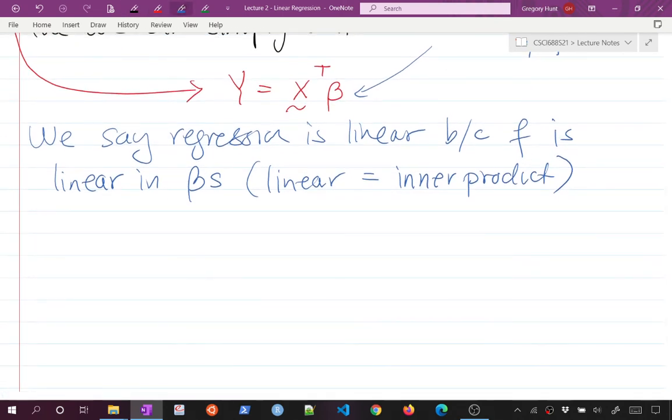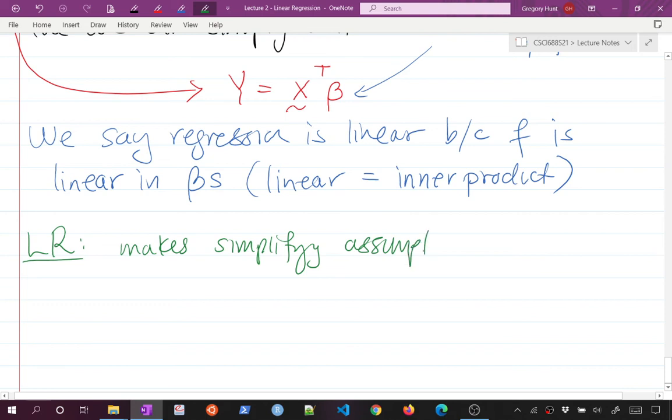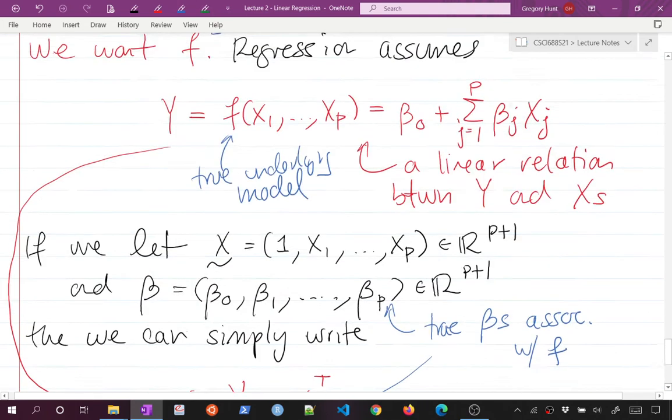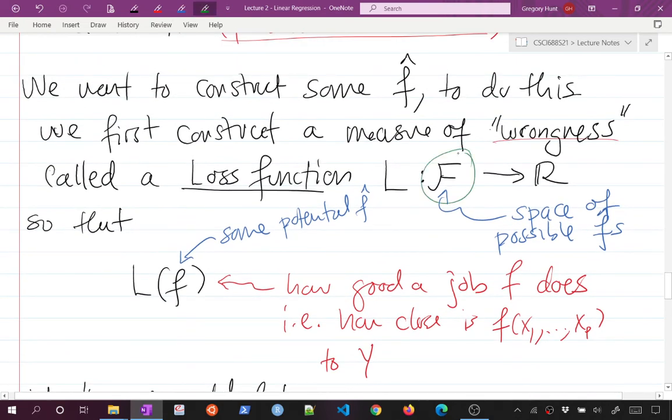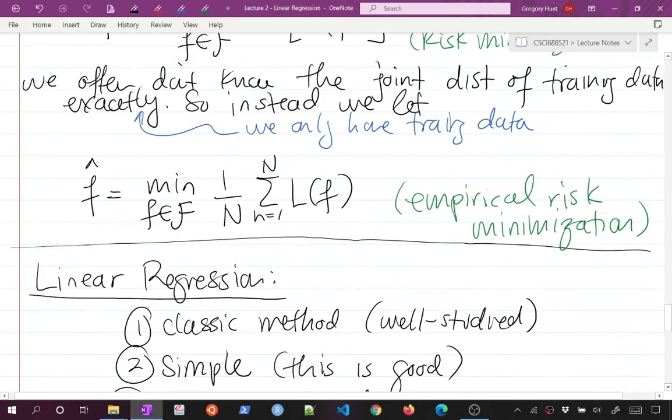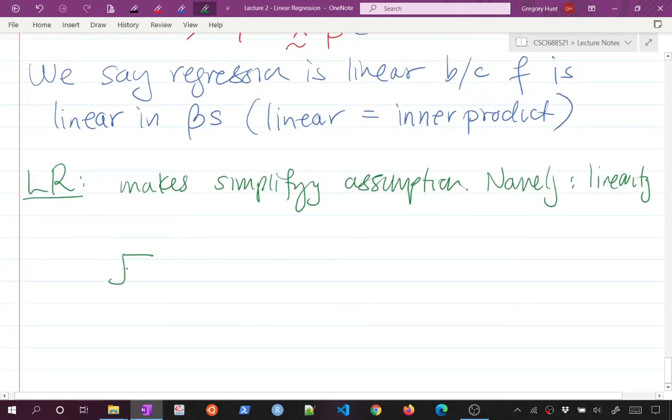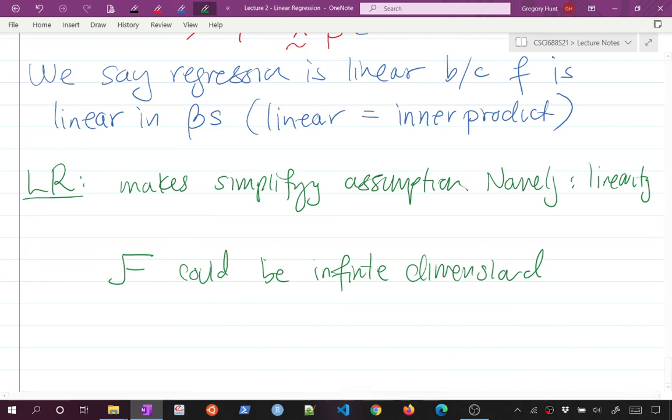So linear regression, let's just say LR, makes a simplifying assumption, namely linearity. So if we go back up to our statistical learning, we talk about how there's some space of possible f's here. And this space could be infinitely large. What linear regression does is it takes f, so here f could be infinite dimensioned. There's a whole possible space of all possible f's we can learn, right? And it's going to be really hard to figure out among that whole possible space.